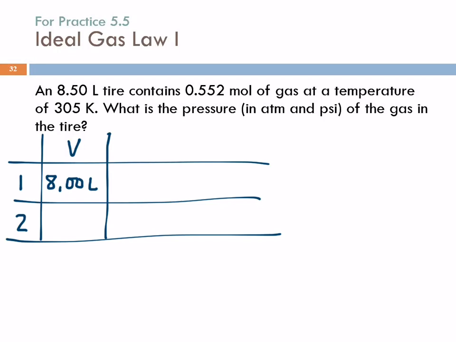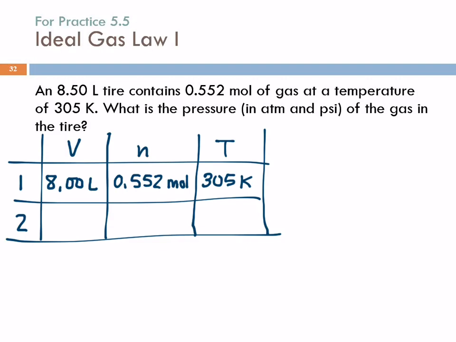And then the next number is 0.552 moles. Okay, I'll write that down. 0.552 moles. Well, in gas laws, what letter do we use for amount of gas in moles? N. And then it tells us the temperature is 305 Kelvin. Well, that was kind. They're not making us convert from Celsius to Kelvin.